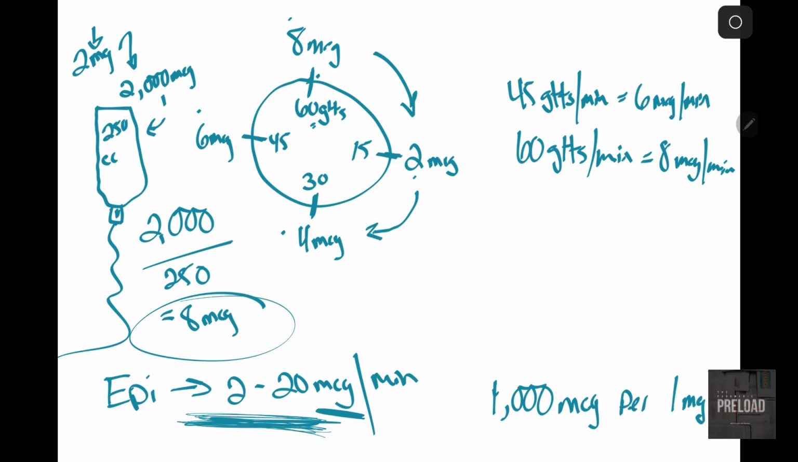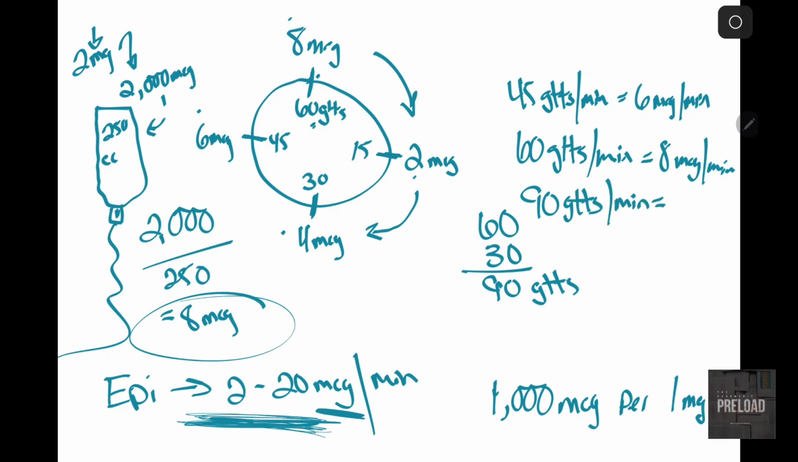And then if we go over here, essentially we add another 2 to it, right? 2, 4. So 8 plus 4 is 12. And so we essentially go 60 drops plus the 30 drops that we need to get to, and we just equaled 90 drops. So at 90 drops per minute, that will give us 12 micrograms per minute.